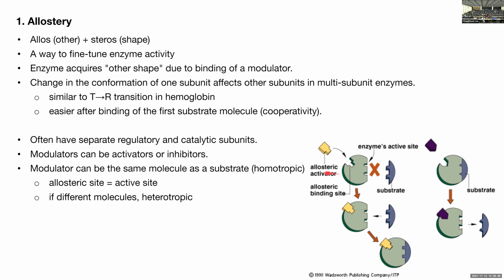modulators that they're binding. If the allosteric site is the same as the active site, again, we talked about that. If the substrate works as an allosteric modulator too, then it'll be called homotropic. If those molecules, the modulators, are different from the substrates, then it'll be called heterotropic enzymes.